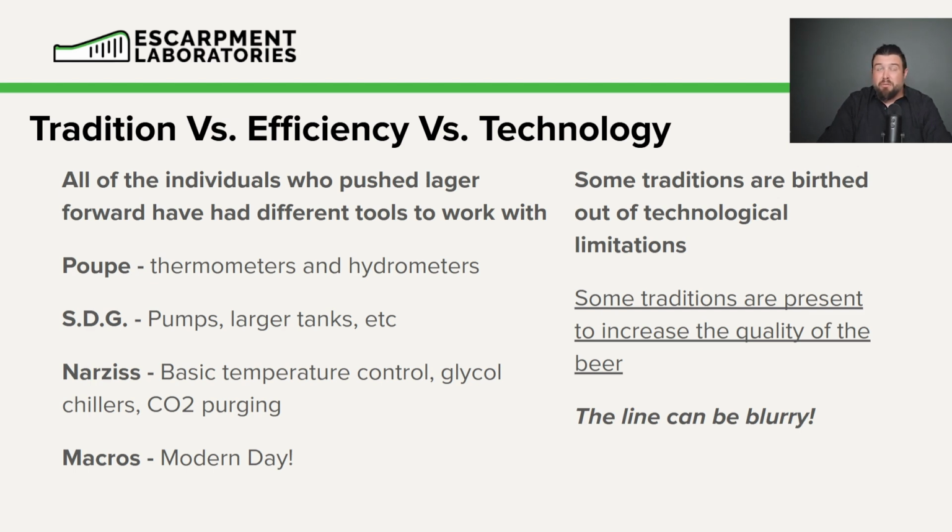S.D.G, they allowed us to have pumps, larger tanks, roughly modernization. Narziss pushed us to have basic temperature controls, glycol chillers, CO2 purging, things that, again, are kind of common for today. And the macros are doing whatever they can to push this thing further. Some of these traditions have been birthed out of technological limitations. The 90-day lagering was just probably a relic of how cold it was in Czechia.